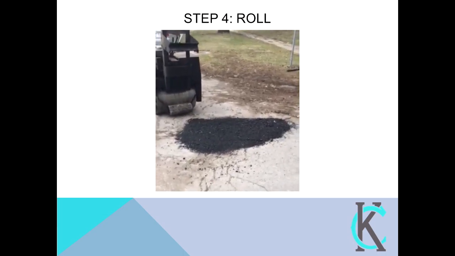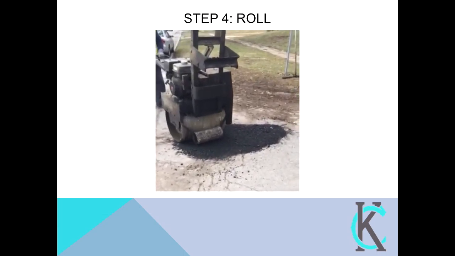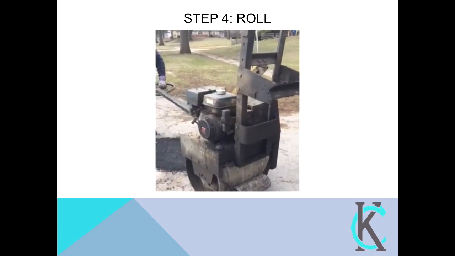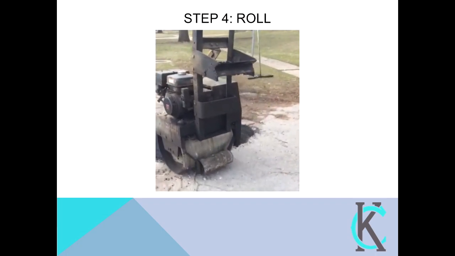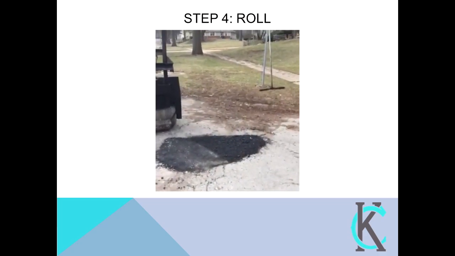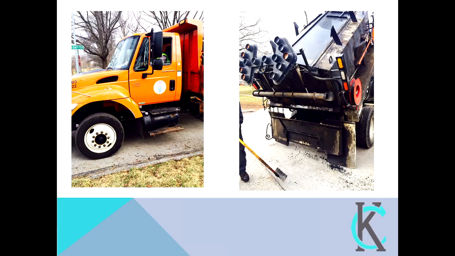Step 4 is to roll over the pothole. This step could take quite a while due to the fact that the roller had a tendency to die in the middle of doing its job. Although it may seem like a simple task, filling a pothole is much more complicated than I thought it would be. It takes a lot of time and effort to just fill one pothole.